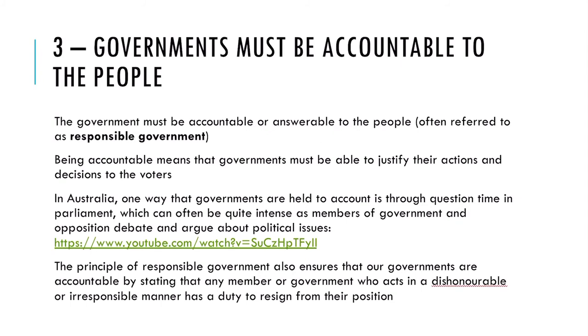Number 3, governments must be accountable to the people. Now, there are a couple of different ways in which this can occur. The first is elections, which we have already mentioned, right? At election time, governments really need to be able to justify their actions and decisions to voters. Otherwise, people won't vote for them, right? So that's fairly logical. Another way that governments are held to account is through question time.